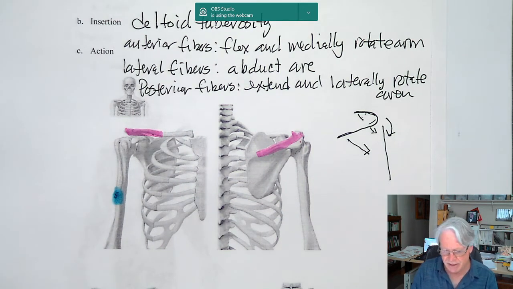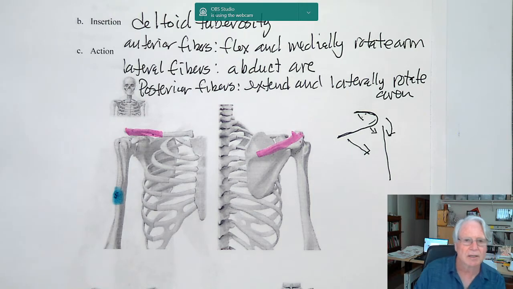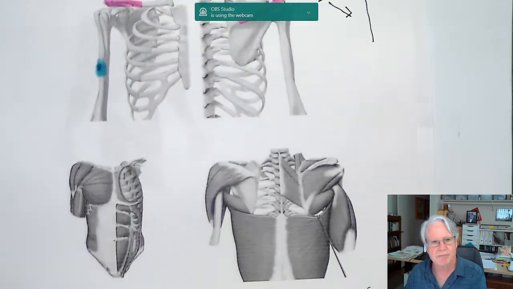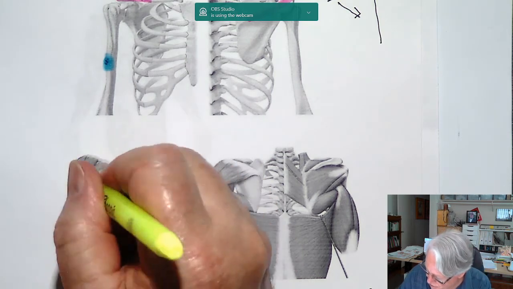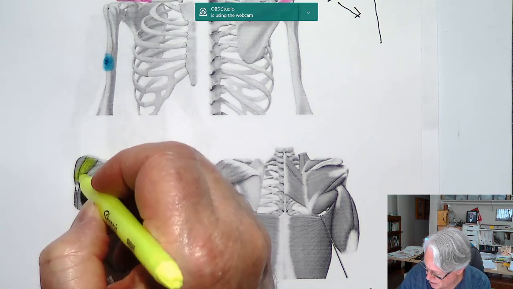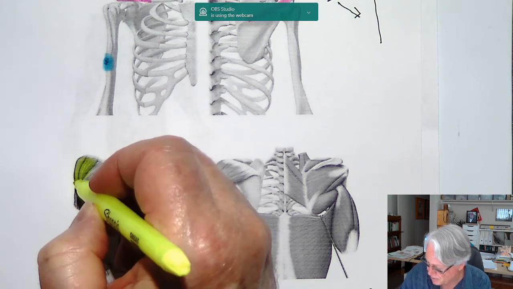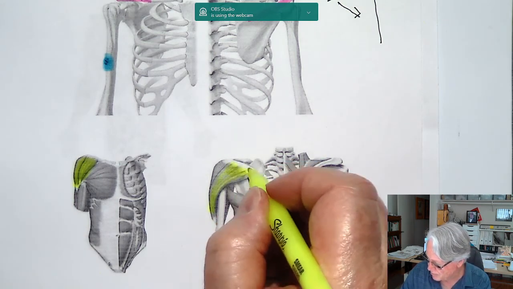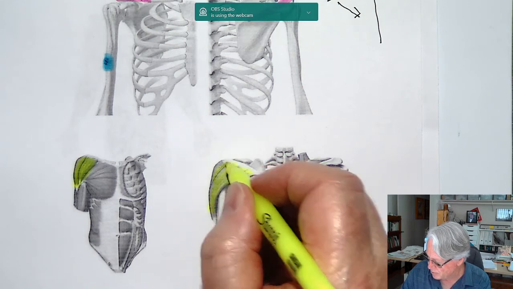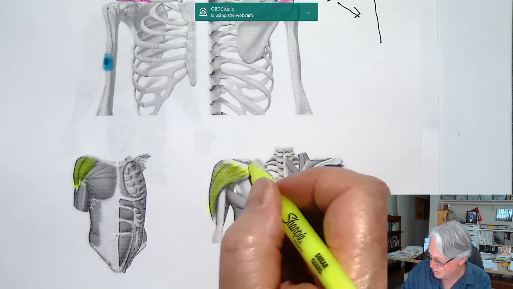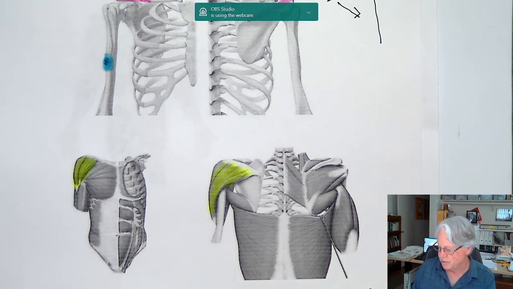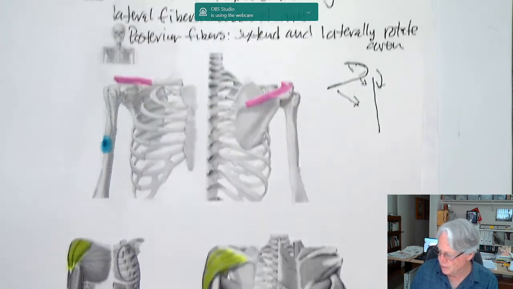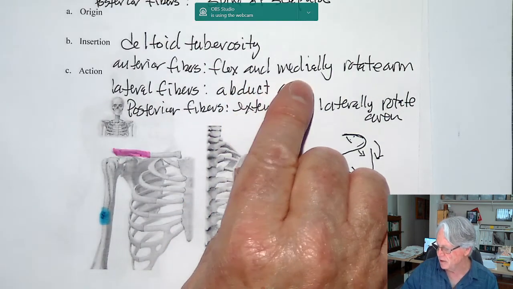So let's go ahead and look at the drawing. So here it is right here. These are my anterior fibers and some of the lateral fibers. Here's my posterior fibers and some of the lateral fibers. Okay, so it makes this big U-shaped pattern. And so it flexes and medially rotates the arm.